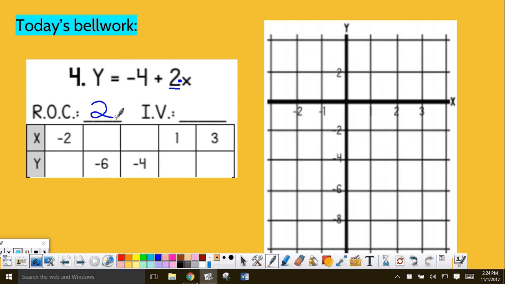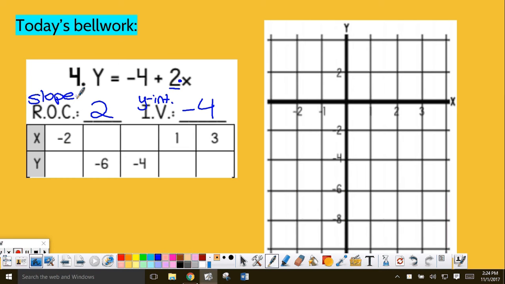So my rate of change is 2, and my initial value then is what? Negative 4. Okay? Negative 4. What's another name for my initial value? Y-intercept, not the slope. Slope is the rate of change. All right, so we have our slope of 2 and our initial value of negative 4.